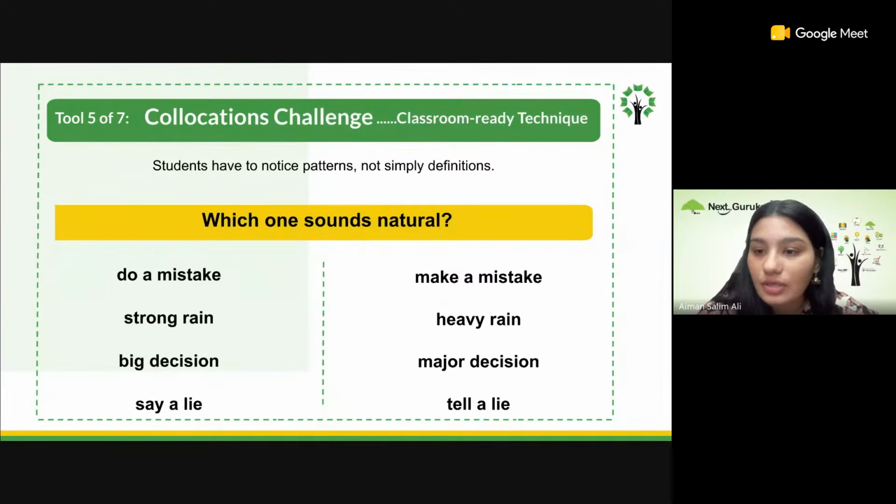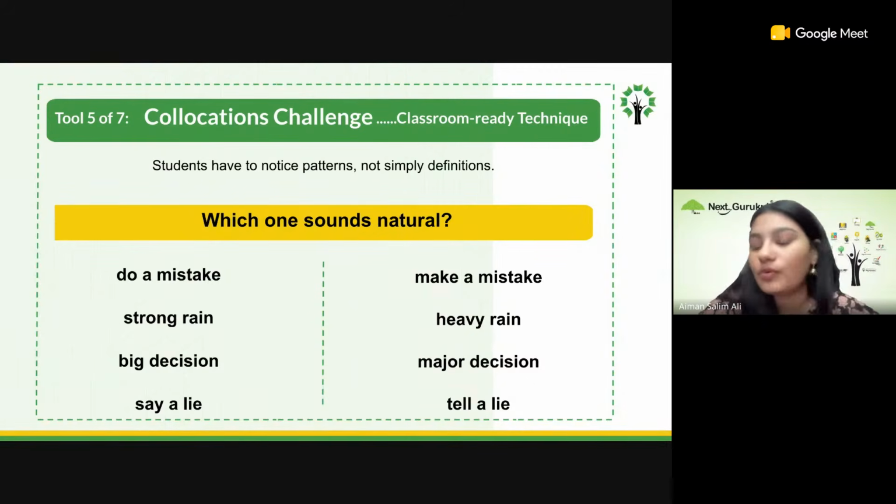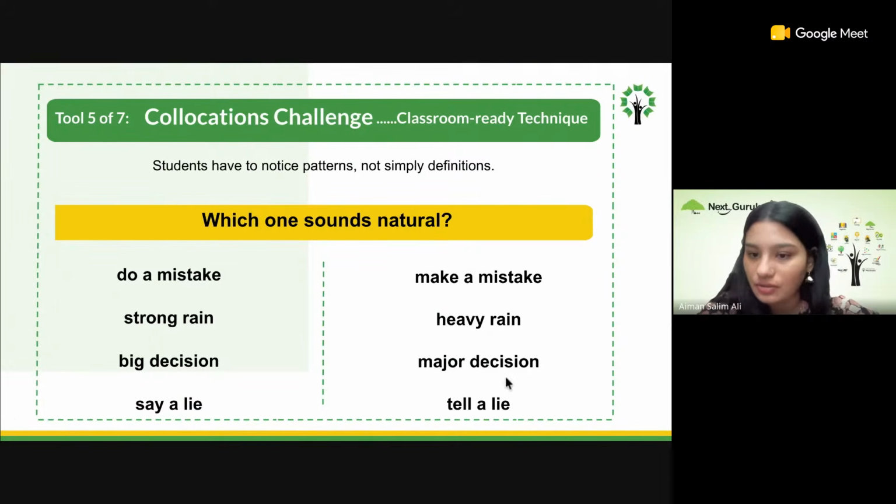So now again, a challenge for you is, which one sounds more natural, the one on the left or the one on the right? Do a mistake, does that sound more natural to you, or make a mistake? Strong rain or heavy rain? Big decision or major decision? Say a lie or tell a lie, right?